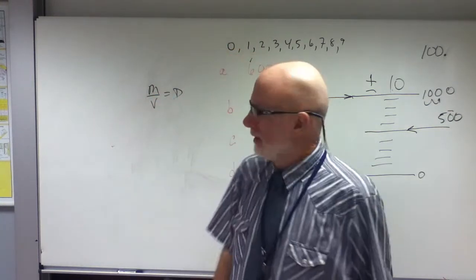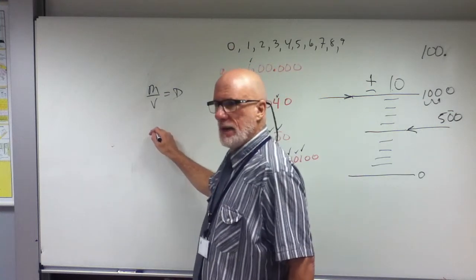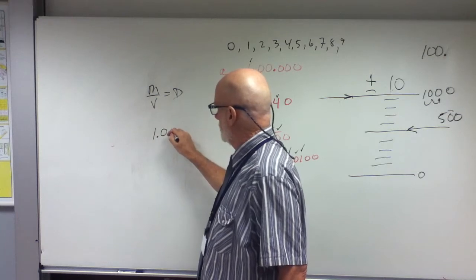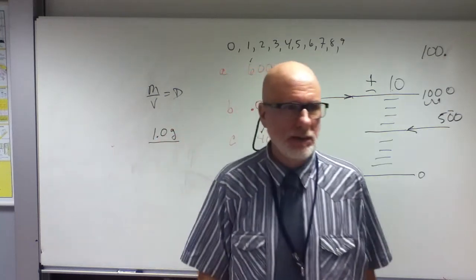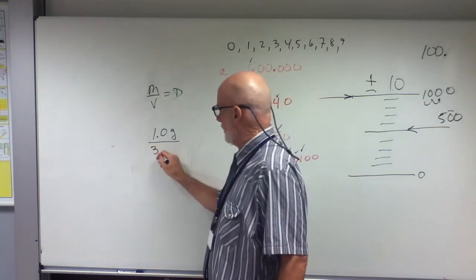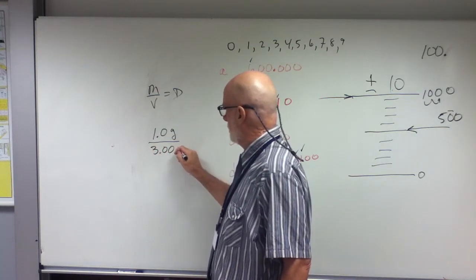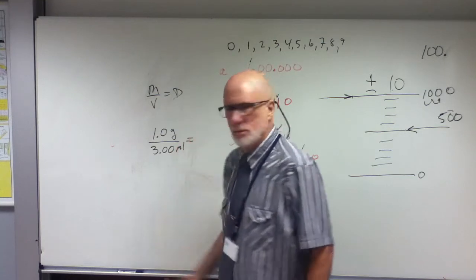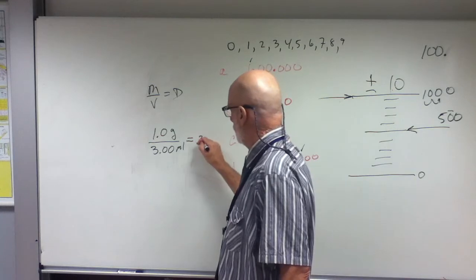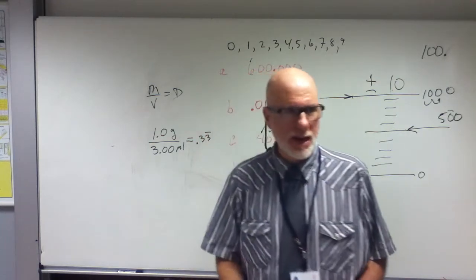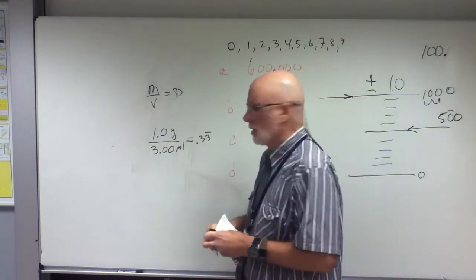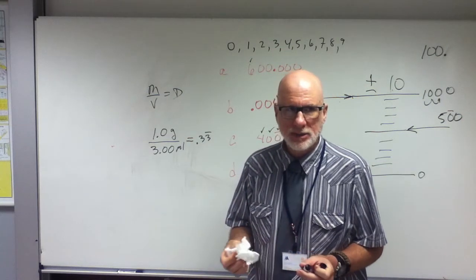Okay? Your mass is 1.0 grams. Okay? Yes? Your volume is 3.00 milliliters. Correct? We know the answer is going to be 0.33 repeating, correct? Okay. Yes or no? You with me on this so far?